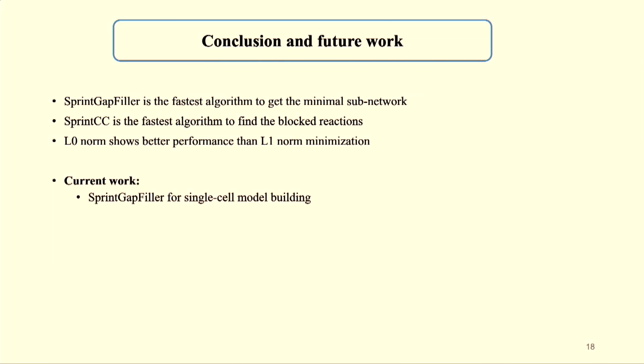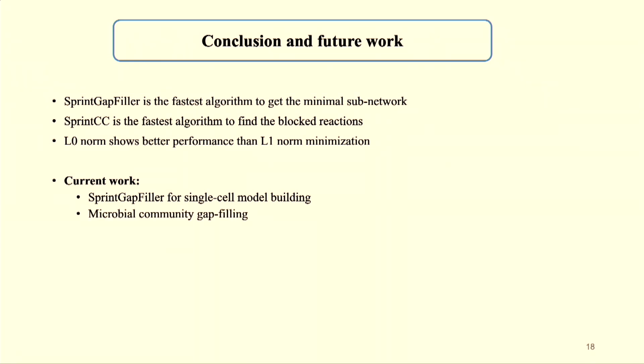Currently, we are working on SprintGapFiller for single cell models. Since we have shown that SprintGapFiller uses less time to get a minimal subnetwork, where it would mostly be useful is in a single cell model, where we have thousands of transcriptomics or omics data which has been sequenced. And once that is done, why can't we build those 1,000 models in a faster way and analyze them?